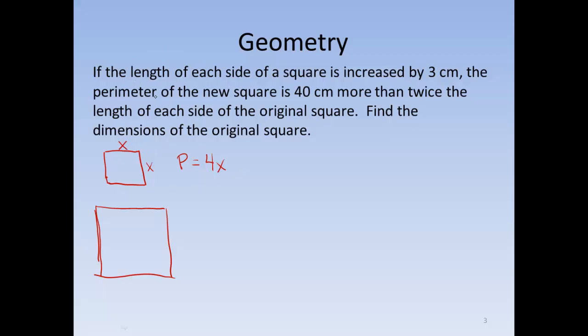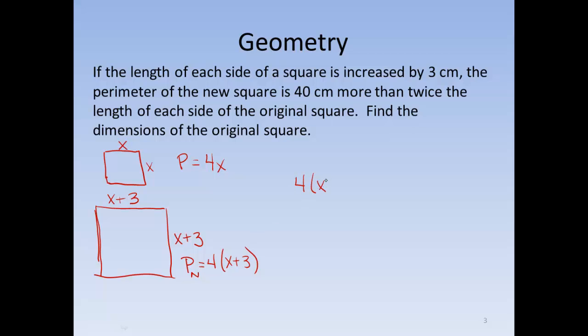The first part of the problem says I'm going to increase the length of each side by 3. So this becomes x plus 3. This side becomes x plus 3. The perimeter of this new square is 4 times the x plus 3. Okay, so that's just the two squares separately. Now I need to relate them. And it says the perimeter of the new square. Here's my perimeter of the new square.